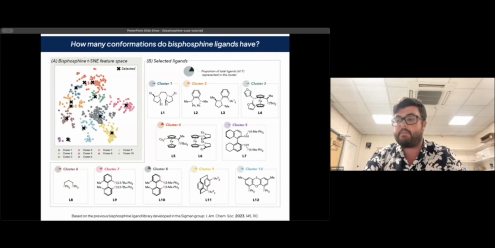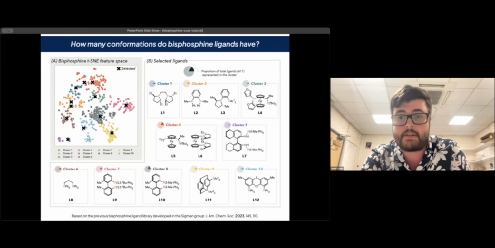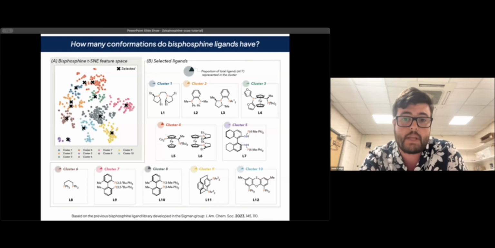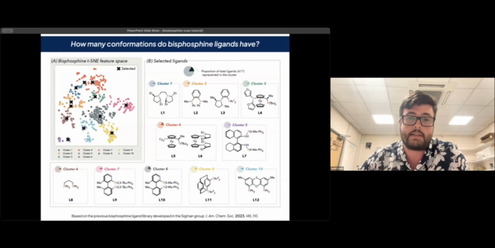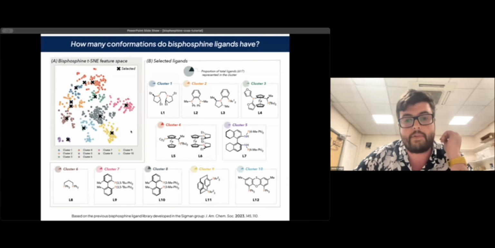So we wanted to assess the conformer landscape of bisphosphine ligands. The Sigman group designed a library of about 617 ligands, and this was reported back in 2023. We looked at these ligands in terms of the number of conformers that they can have. This is a chemical space map of the 612 bisphosphine ligands. We clustered this and selected the centroids, and all the centroids are shown here on the slide. Essentially, we want to give a good variation of ligands across the whole library, so we can look at their conformers.